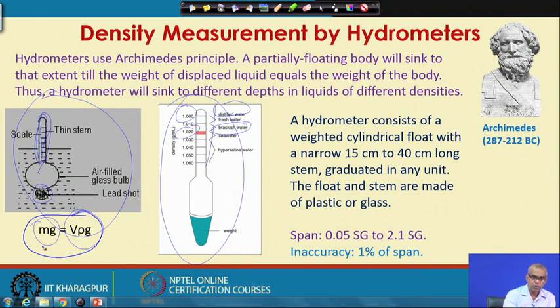So, this equation tells you that this V into rho will be different for different liquid, because mg is fixed. So, if I take different liquids, this V into rho will be different. So, this rho will be different. Since this rho is different, it has to sink to different depths.